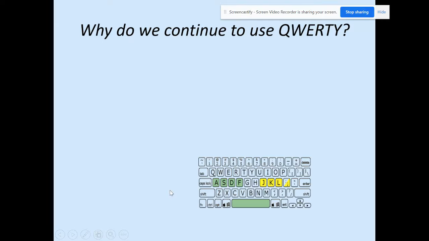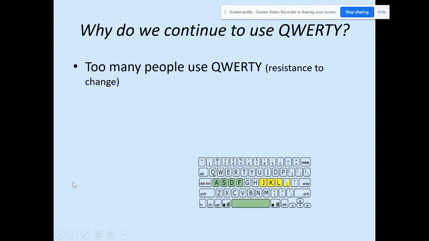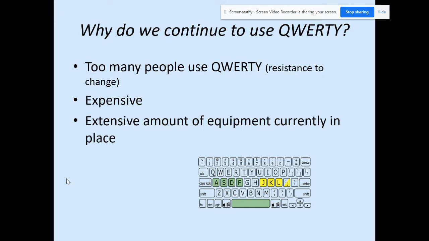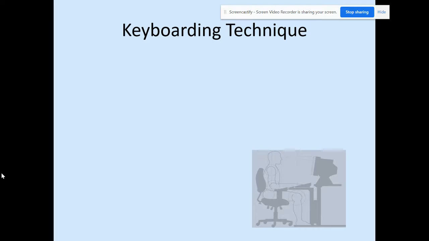So why don't we see the Dvorak keyboard? Why do we see the QWERTY keyboard all over? Well, too many people use QWERTY. We just don't like change that much, do we? It would be very expensive to get rid of all of the equipment, and really the equipment meaning the keyboard, to replace them all with the Dvorak. So we continue to use the QWERTY.